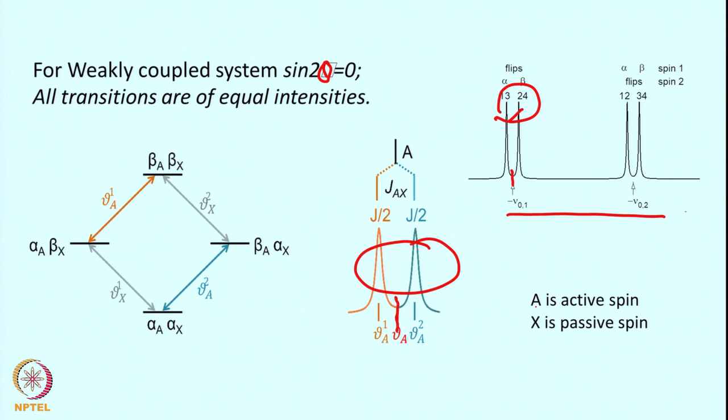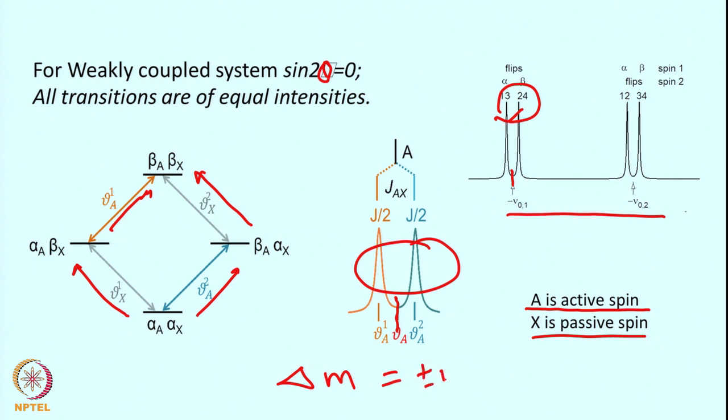Now, A will be called active spin because this spin is flipping in this spectrum, and X will be called passive spin, this spin is not flipping. If you look at whatever transition we are seeing here, either this transition or this transition or even this transition or this transition, what is happening here? Our delta m is changing by plus minus 1. This is an allowed transition in NMR according to the selection rule.